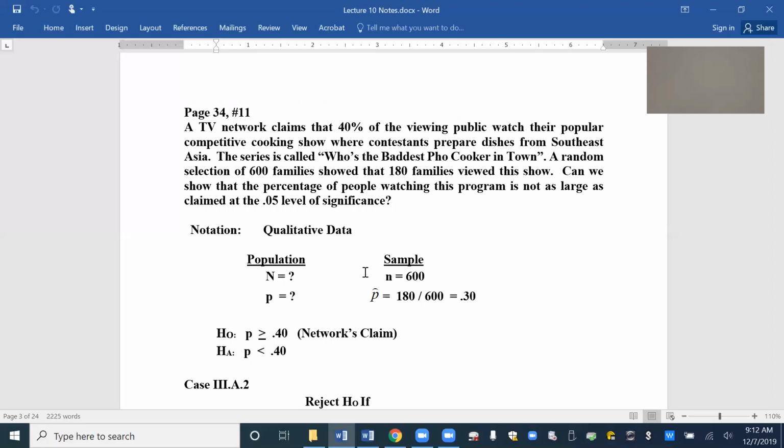A random sample of 600 families showed that 180 families were watching the show. Yeah, that's pretty good, but it turns out that's 30%, but they're claiming 40%. Why would we be concerned about this?